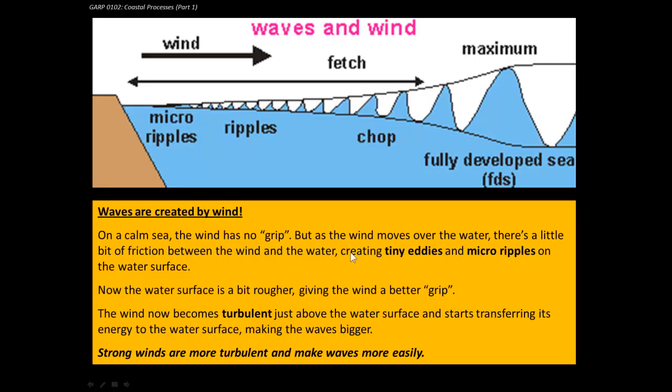So, waves are created by wind, right? And basically, as the wind blows across the ocean or across the water surface, it creates tiny, tiny eddies, little micro ripples.